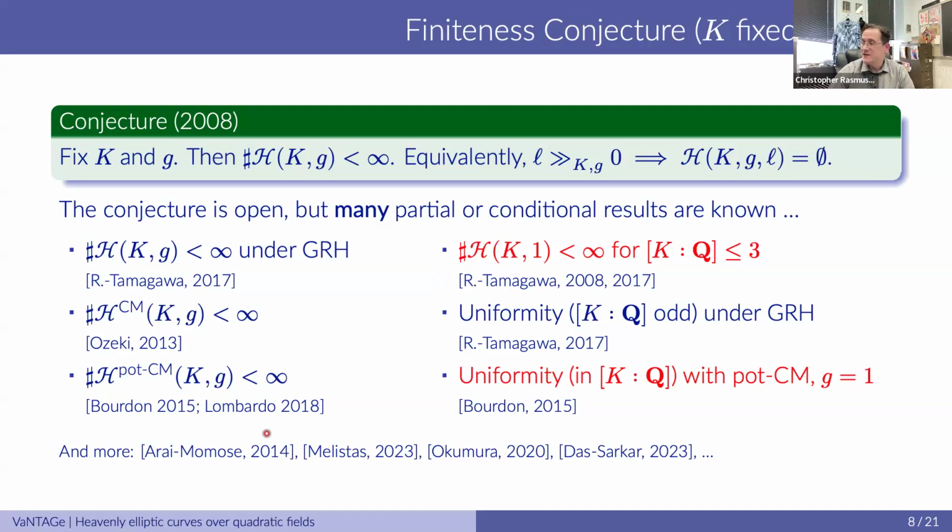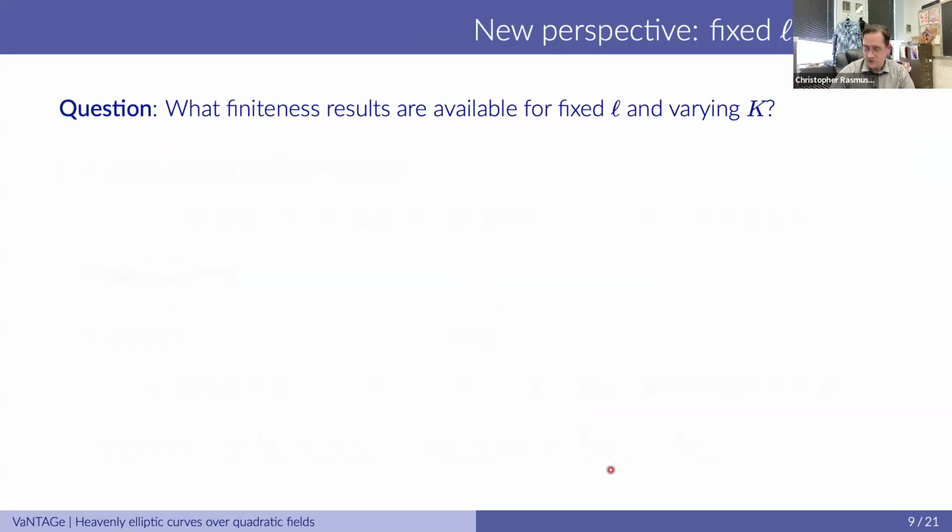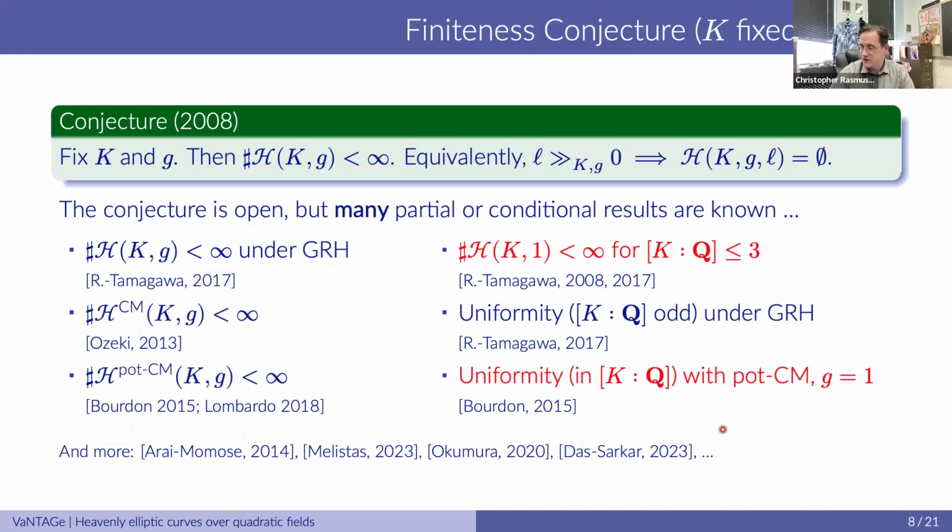Yeah, so I did just want to mention that there are several other results that I don't have time to mention in complete detail. Araya Momose considered a case of quaternionic multiplication. There are some generalizations, so sort of considering analogous versions of this conjecture in different contexts. And so I want to mention the work of Ministas and Okamura. And then Dasakar recently had a slight generalization as well, worth mentioning.